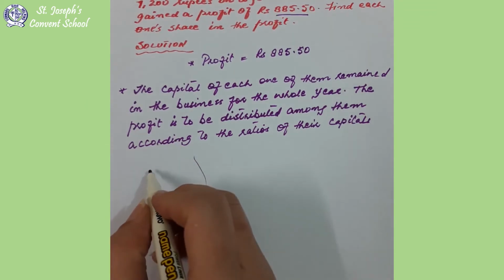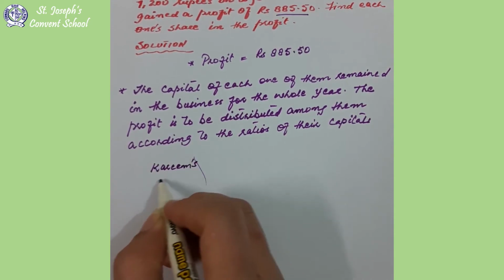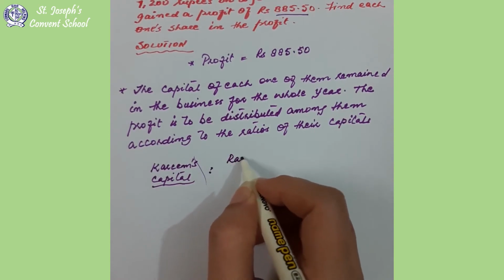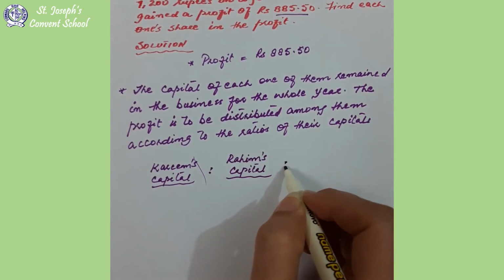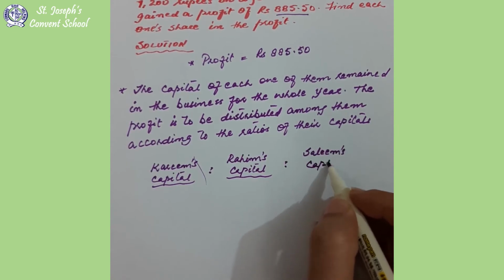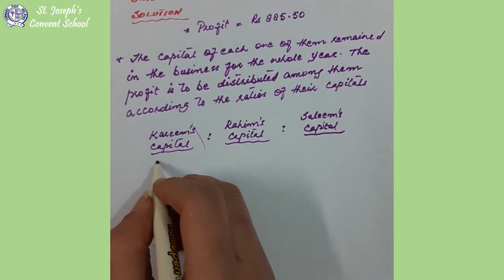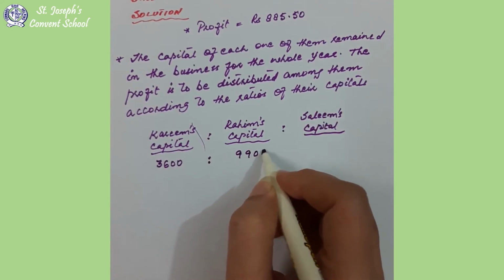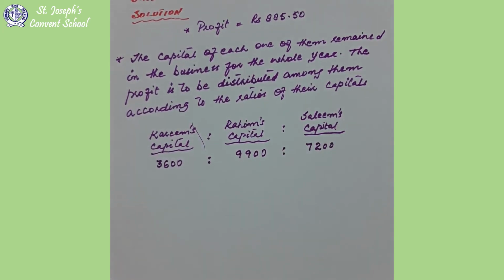Now first name is Kareem. Kareem's capital is to Rahim's capital is to Salim's capital. These are the three who invested the money. So Kareem's amount is 3600, Rahim's amount is 9900, Salim's amount is 7200. Okay, so these three have invested.